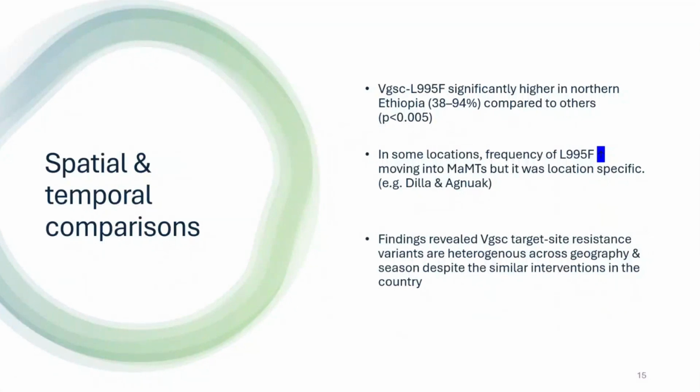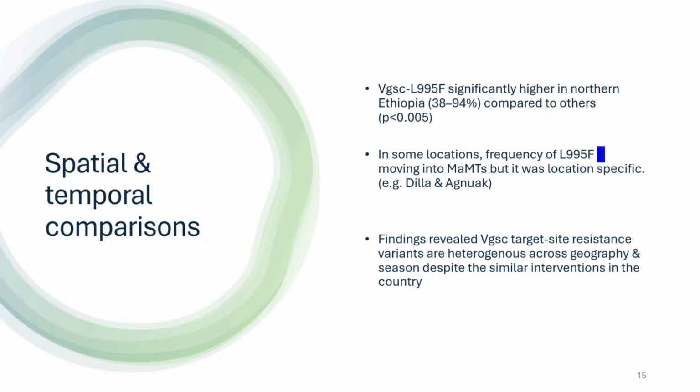For example, in most cases, we observed the L995F was increased during major malaria transmission season, for example in western Ethiopia and southern Ethiopia. However, we also observed in other locations that the L995F frequency was increased even during minor malaria transmission season. So this was a location-specific variation. Since we don't have seasonal data across multiple years, it is difficult to compare their consistency. However, with the data we have, we detected variation across season as well, but these variations are location specific.